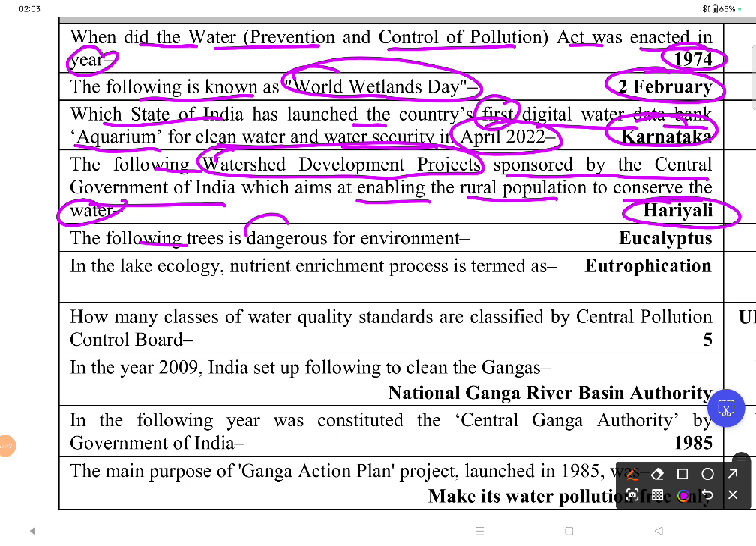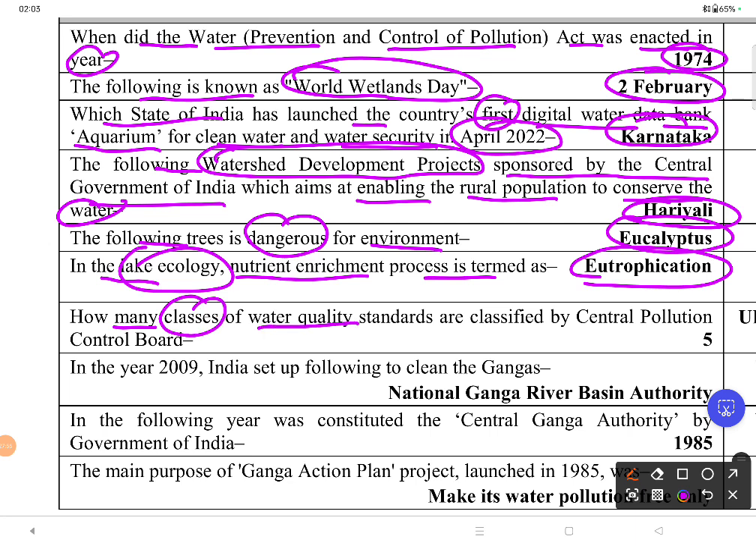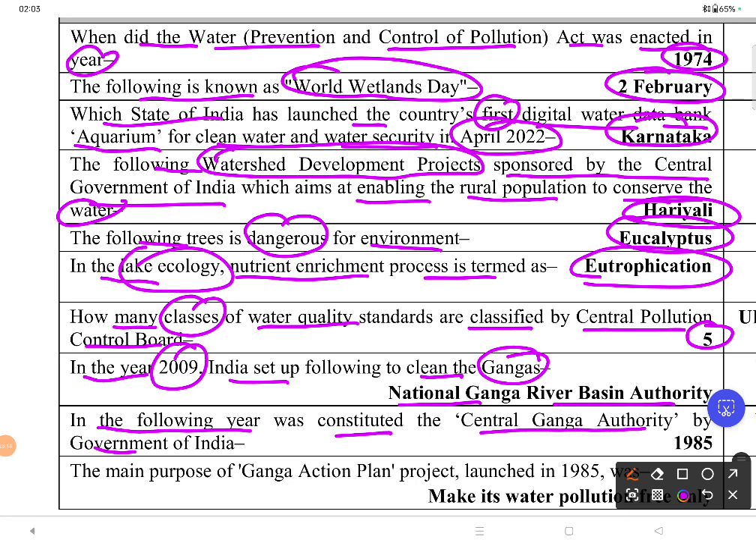The following tree is dangerous for environment: eucalyptus. In the lake ecology, nutrient enrichment process is termed as eutrophication. How many classes of water quality standards are classified by Central Pollution Control Board? 5. In the year 2009, India set up the following to clean the Ganga: National Ganga River Basin Authority. In the following year was constituted the Central Ganga Authority by Government of India: 1985.